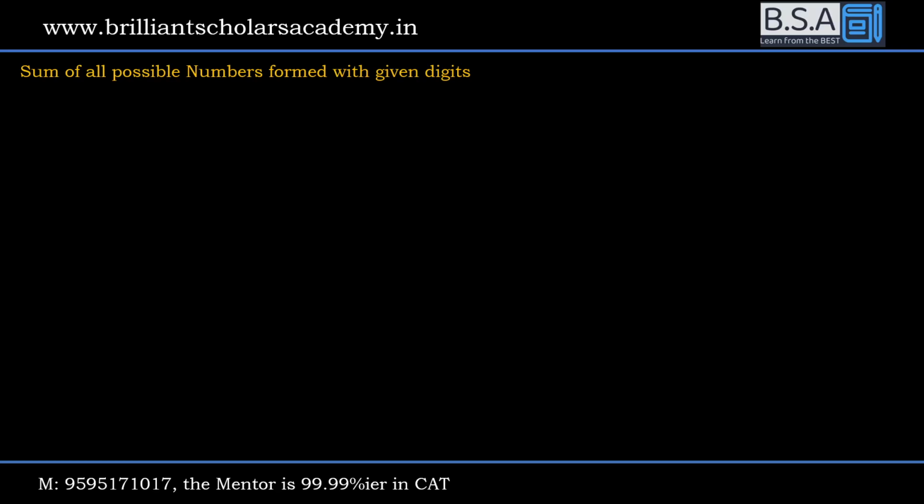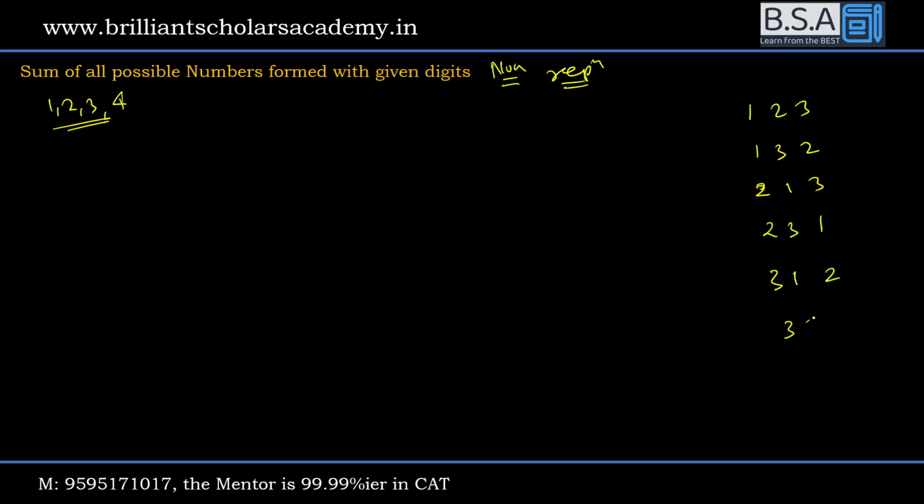So first I'm focusing on non-repeating. If I give you digits, I'm avoiding 0 deliberately, observe. If I give you 1, 2, 3, and 4, what is sum of all possible numbers that can be created with 1, 2, 3, 4? So let me create a small example. Let us say 1, 2, 3 is there. 123, 132, 213, 231, 312, 321. So with these numbers, I can create 6 possibilities.